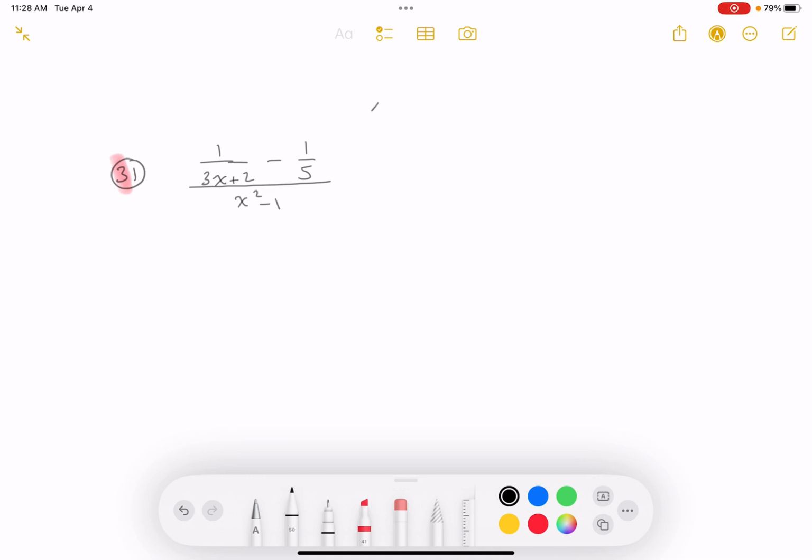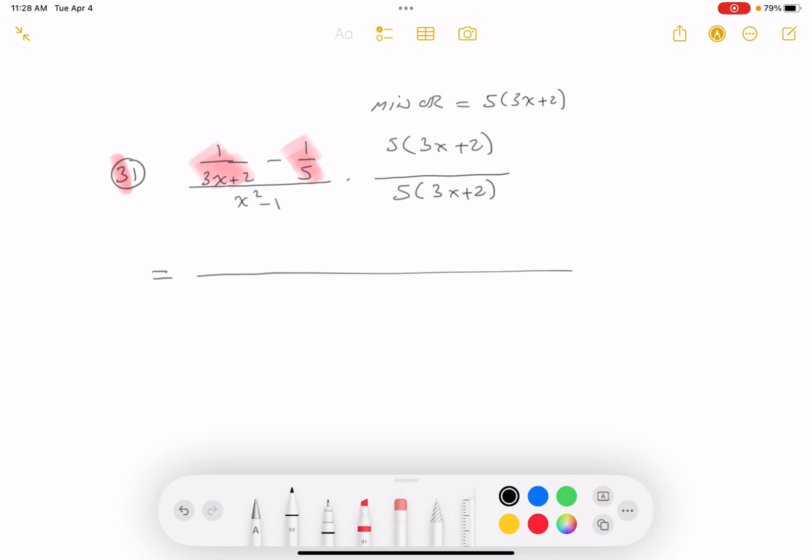So what we do is we write down a minor LCD. The minor LCD is the LCD of the minor fractions. Let me just remind you, these are the minor fractions over here. The minor LCD is rather simple. It's just 5 times 3x plus 2. What we do is we multiply the top and the bottom by the minor LCD.